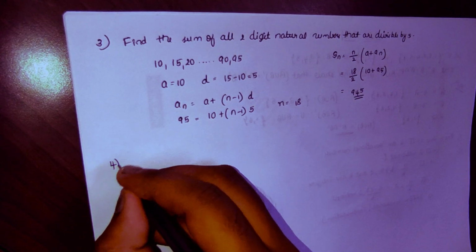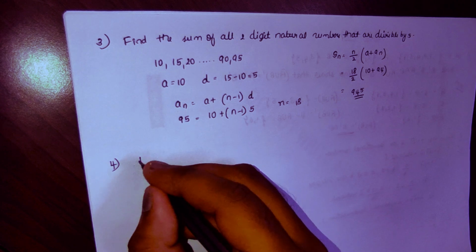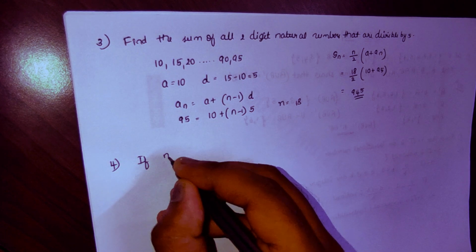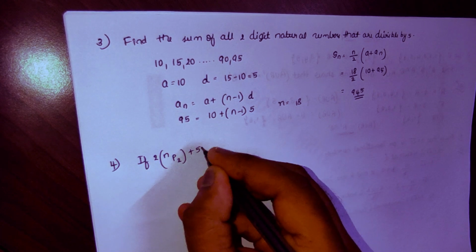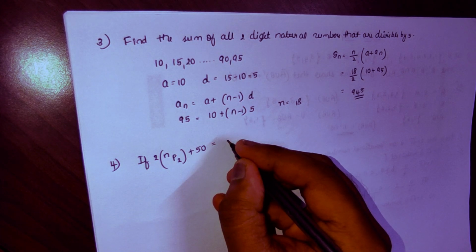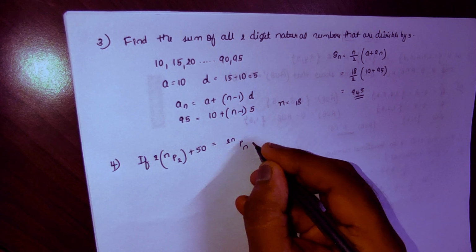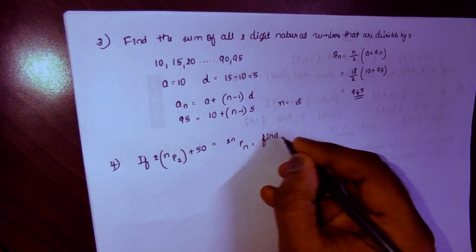We will go into the fourth question. If 2 into nP2 plus 50 is equal to 2nP2, find the value of n.